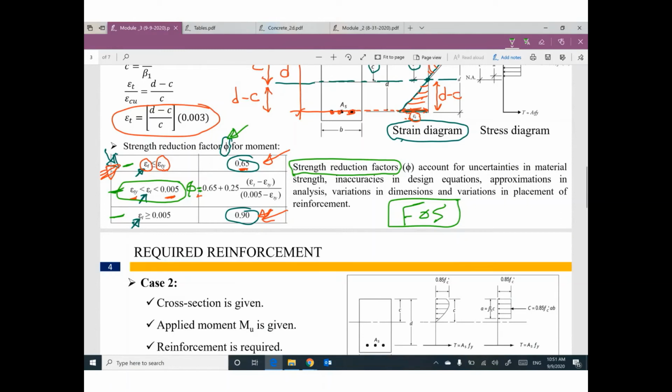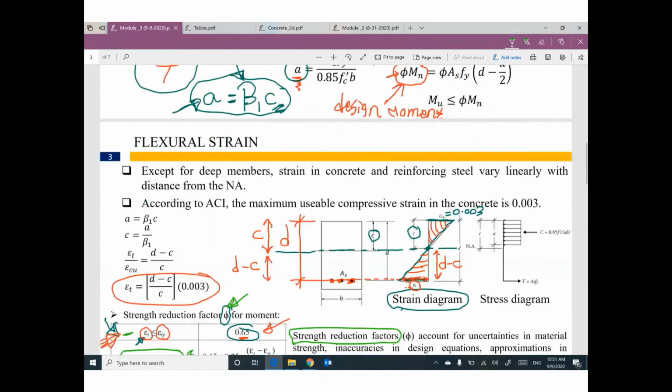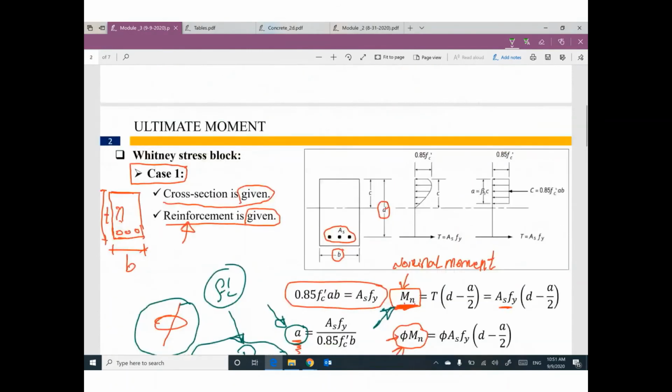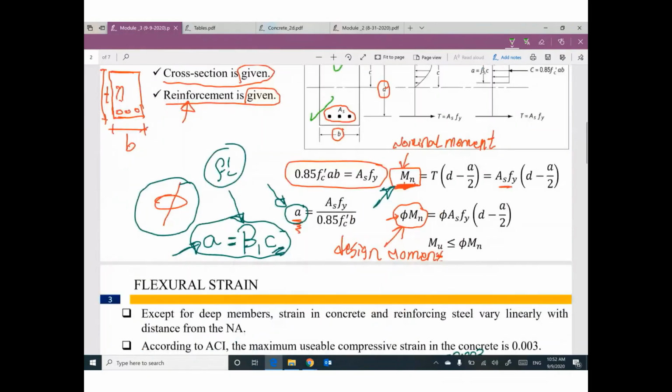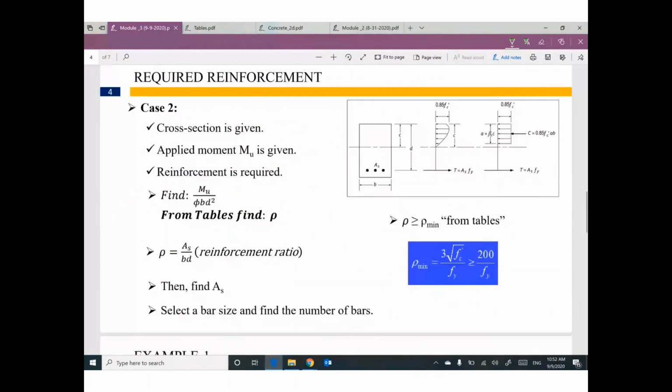Okay? So first case, we talked about everything is given. The cross section is given. The steel reinforcement is given. We need to figure out the design moment. On Friday, we will learn if we are looking for steel reinforcement. If I'm looking for area of steel, how much? We will figure it out on Friday. But until this moment, do you have any question?